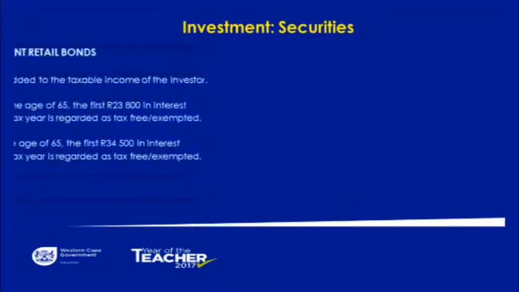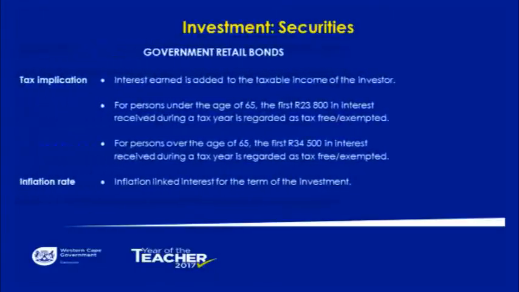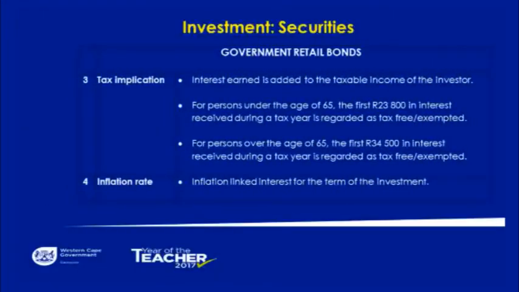The tax implication. Interest earned is added to the taxable income of the investor. For persons under the age of 65, the first 23,800 Rand in interest received during a tax year is regarded as tax-free or exempted. For persons over the age of 65, the first 34,500 Rand in interest received during a tax year is regarded as tax-free or exempted. The impact of the inflation rate: inflation-linked interest for the term of the investment.